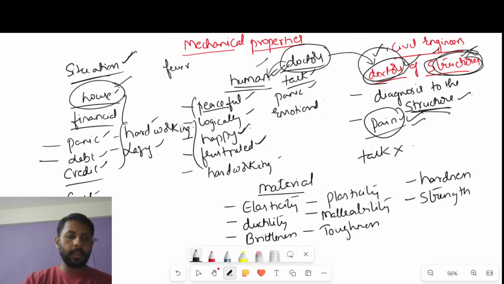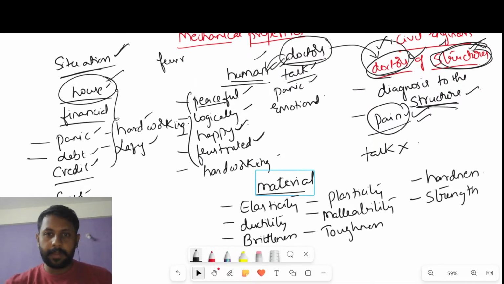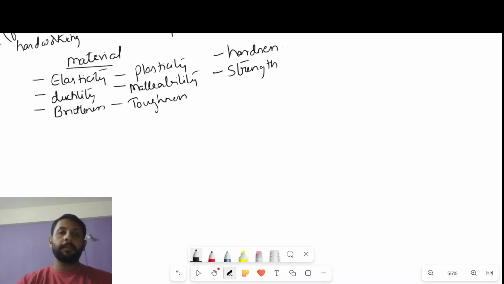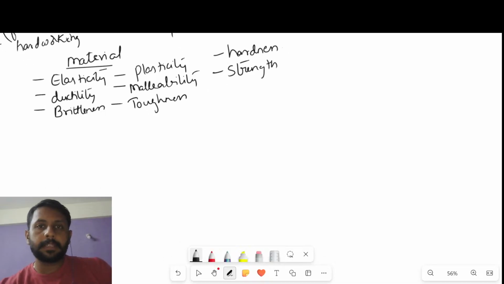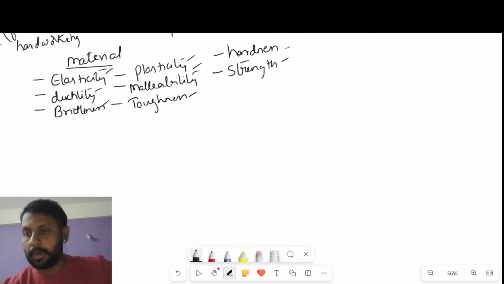So a material having these properties: elasticity, ductility, plasticity, malleability, brittleness, toughness, hardness, and strength. So these are the mechanical properties of the materials. Now we are going to discuss these properties individually.